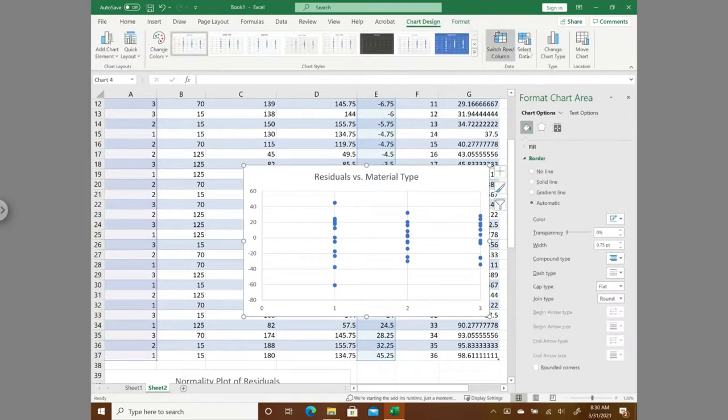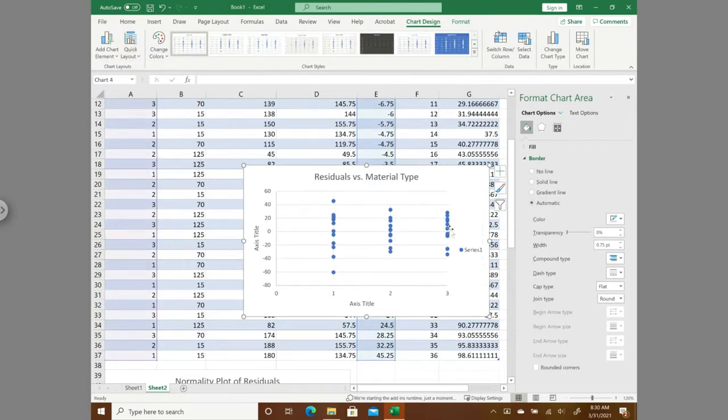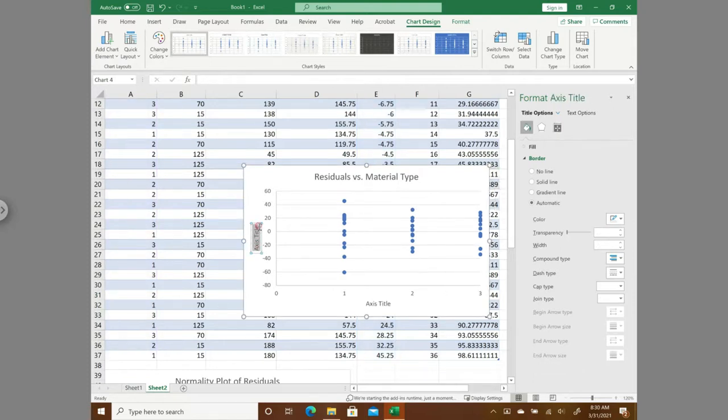So let's add the axis titles here. The y-axis is residuals and the x-axis is the material type.